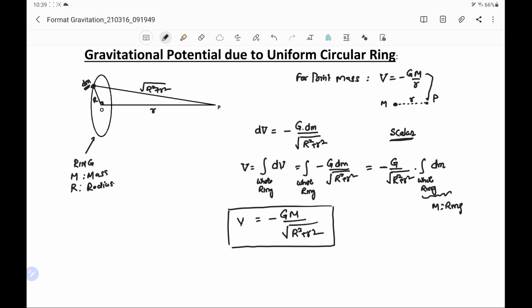The axis is a line which passes through the center of the ring and is perpendicular to the plane of the ring. As a special case, we take a point O, that is the center. At the center, r equals 0, therefore potential at the center will be minus GM by R.